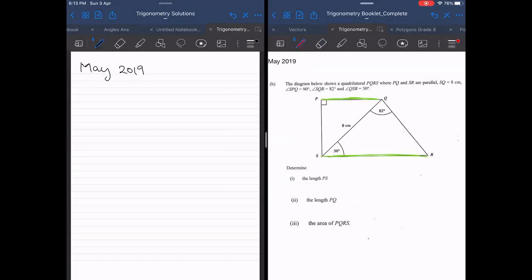So they told me it's the quadrilateral PQRS. I make sure that I'm seeing that PQRS. Awesome. Then I say, okay, PQ and SR are parallel. That's what I have in green. SQ is 8. Wonderful. They tell us that SPQ is 90, so that's right here. They told me that SQR is 82. That's right here. And then QSR is 30. So okay, no tricks in this question. Everything looks to be straightforward.